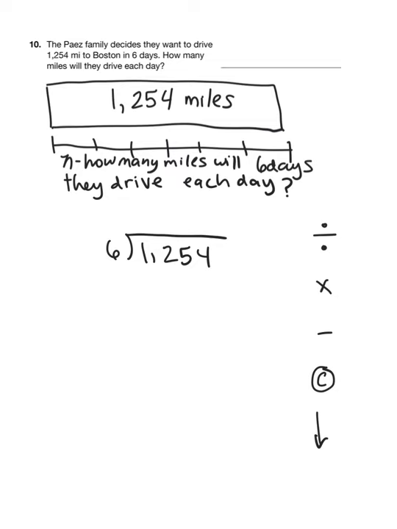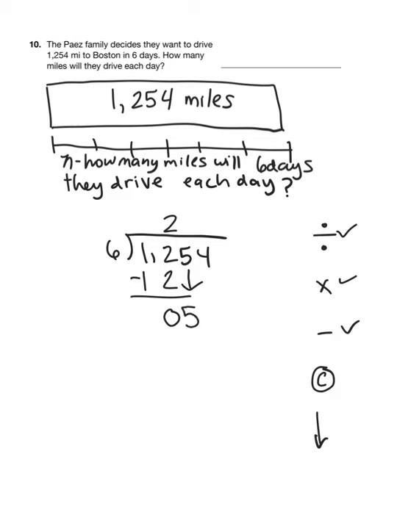So for this first step, our divisor starts with a 1, and we can't divide 6 into 1 without getting a fraction or a decimal. So we're going to go ahead and just look at 12 to start with. How many times does 6 go into 12? 2 times. 2 times 6 is 12. Subtract. 12 minus 12 is 0.